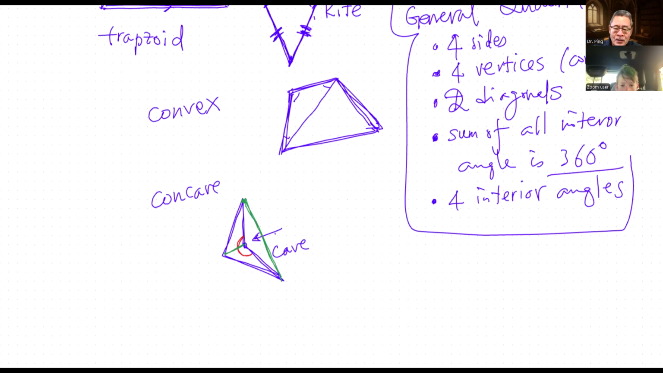Okay, so now we're looking at the properties of a parallelogram. Their properties are that, of course, the opposite sides are equal in length. Opposite sides, we can say, are congruent.